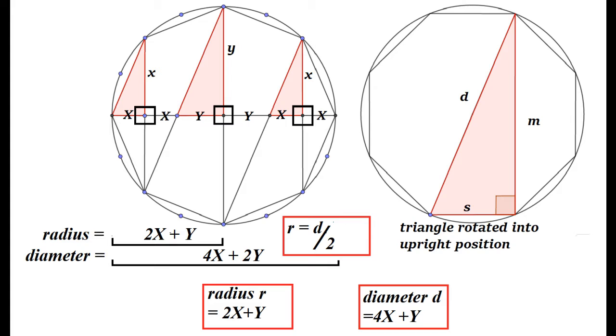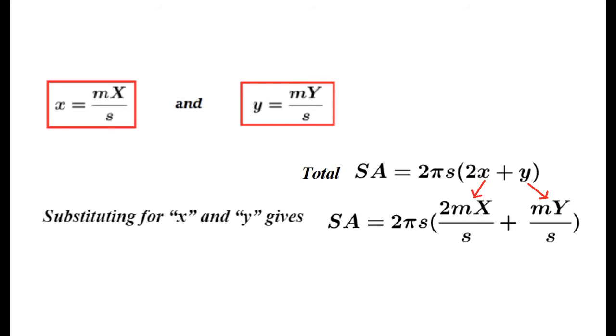Using our labels, we have shown that the diameter d is equal to 4 times big X plus 2 times big Y. The radius r equals d over 2, so d over 2 equals 2 times big X plus big Y. Now let's substitute for x and y in the expression we worked out for the total surface area. Remember we showed that SA equals 2 times pi times s times, in brackets, 2x plus y.